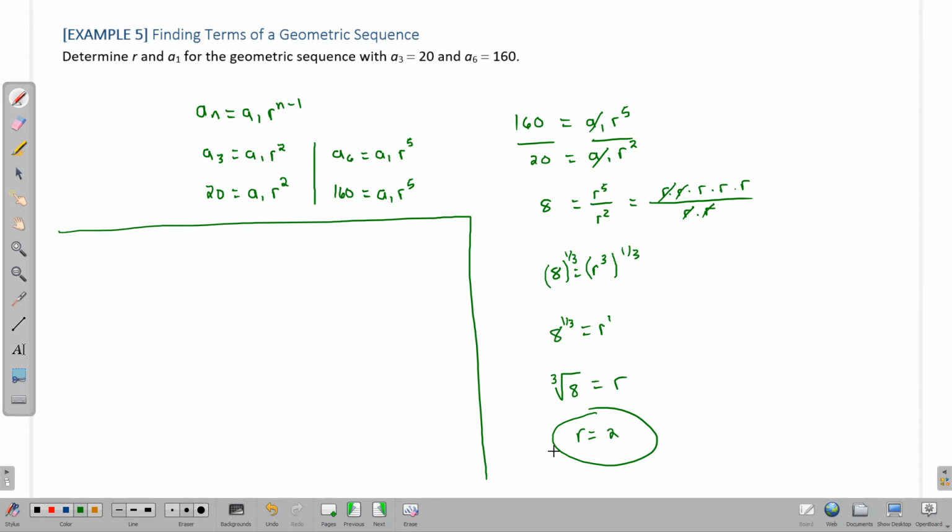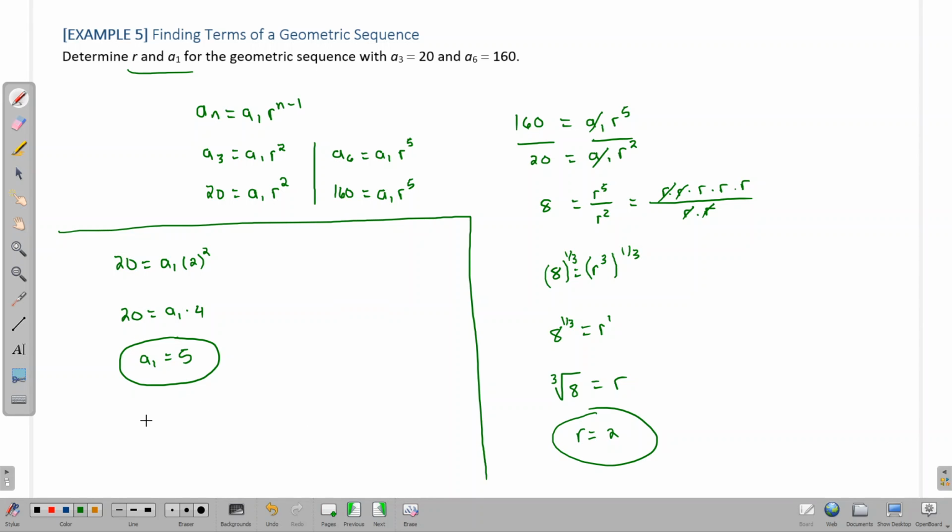All right, to find the A1, we do exactly what we did in the previous problems. You just plug it back into one of the equations. Anytime you're solving a system, if you've got one of the variables, you can back substitute to help you find the others. So I'm going to plug back into this one. So we have 20 equals A1, and now I can put 2 in for the r. So that gives us 20 equals A1 times 4. 2 squared gives me the 4. Divide the 4 over, and we end up with A1 is equal to 5. Right? 20 divided by the 4 gives us 5. So that gives us everything they asked for, A1 and r.